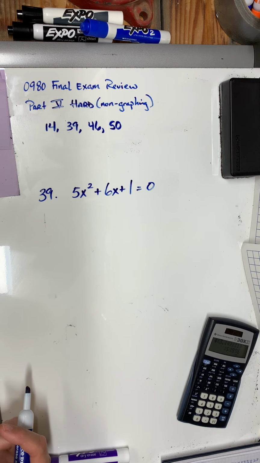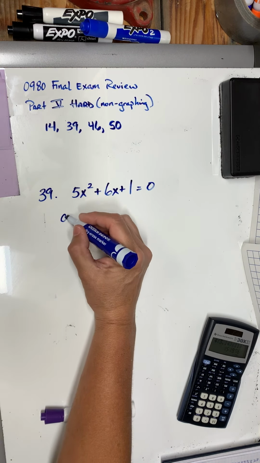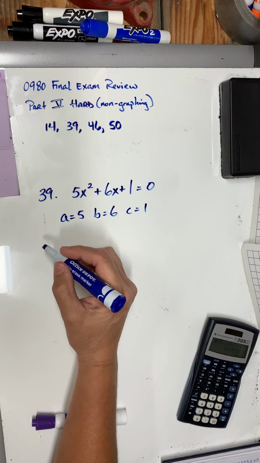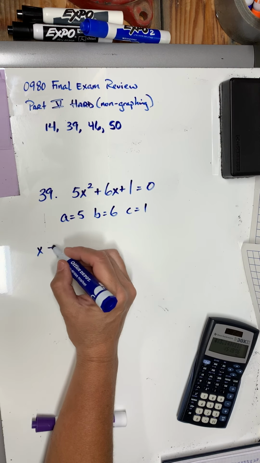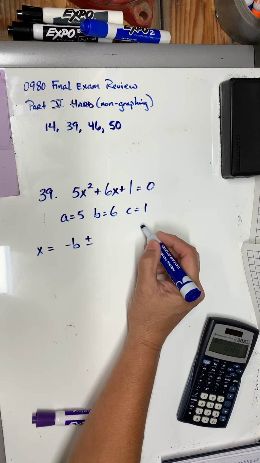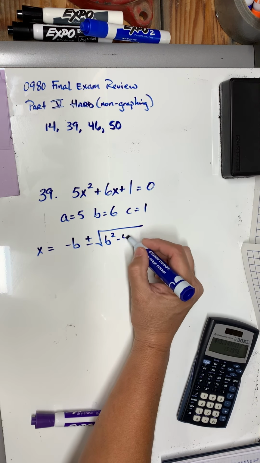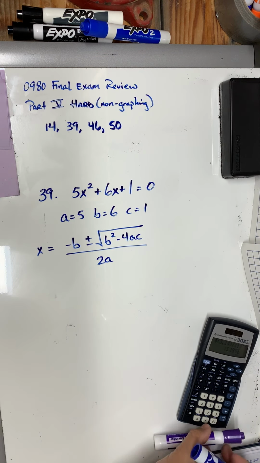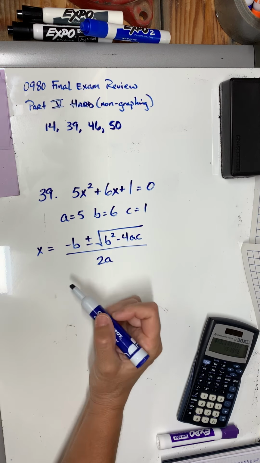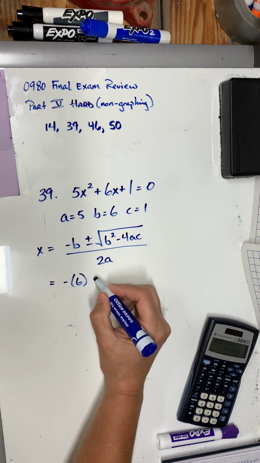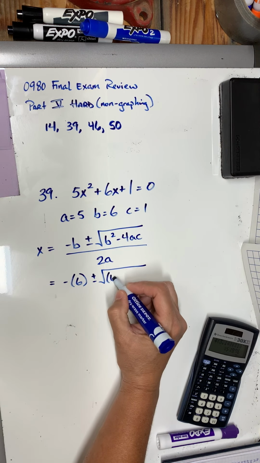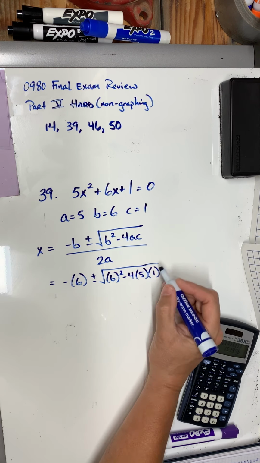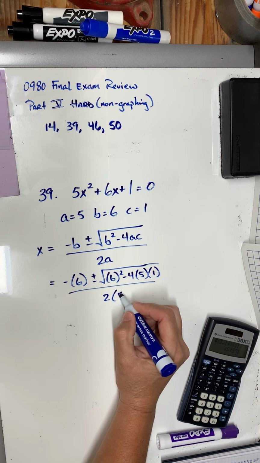So this is my equation. So I'm going to identify my A is 5, my B is 6, my C is 1. And quadratic formula is x equals negative b plus or minus the square root of b squared minus 4ac all over 2a. And this formula should be on your formula sheet. So let me begin. My b is a 6, so I'm going to have negative 6 plus or minus square root 6 squared minus 4. A is 5, c is 1, all over 2 times 5.